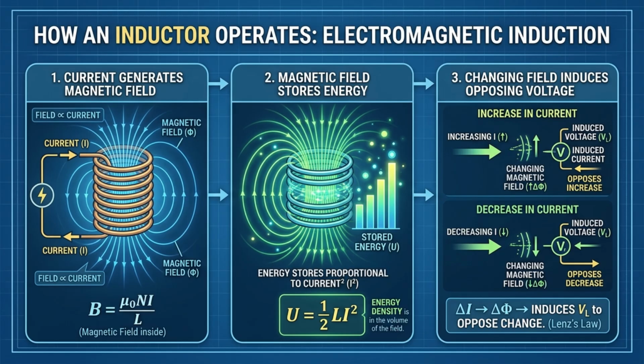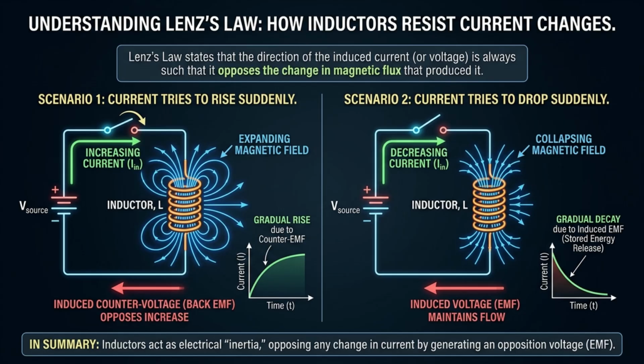The operation of an inductor is governed by electromagnetic induction. When current flows through a coil, it generates a magnetic field, and this field stores energy proportional to the square of the current. If the current increases or decreases, the magnetic field must change accordingly, and this change induces a voltage that opposes the variation in current. This opposition is described by Lenz's law, which states that the induced voltage always acts in a direction that resists the change that created it.